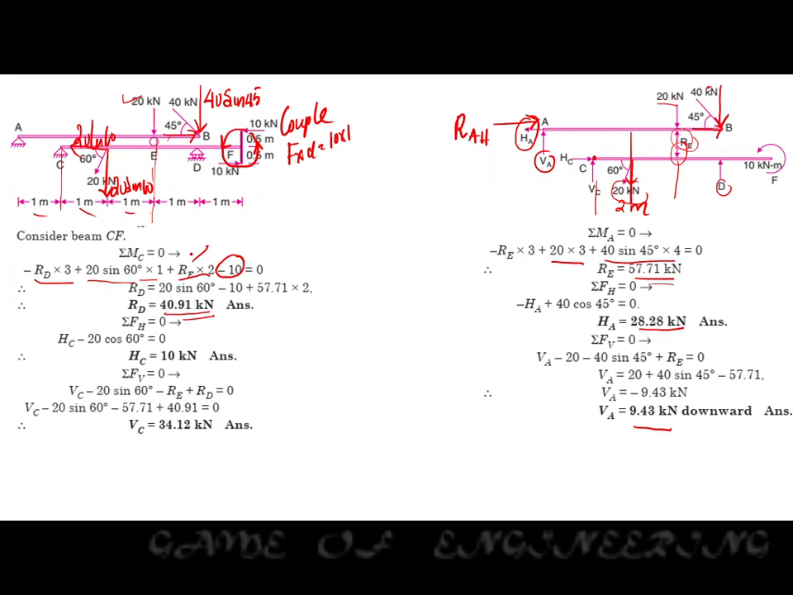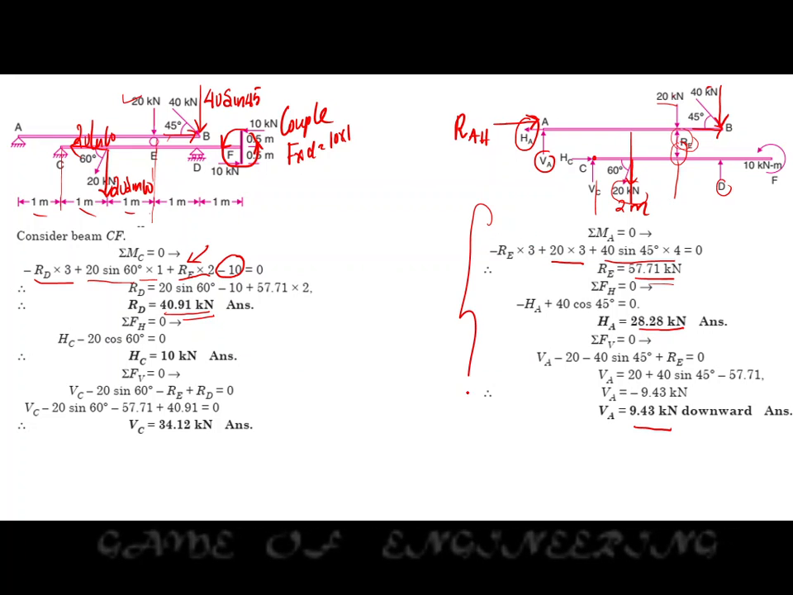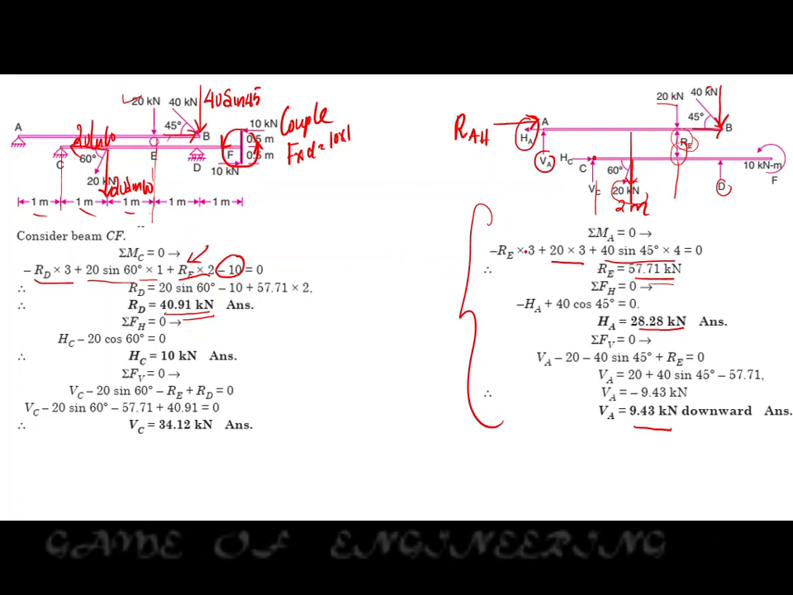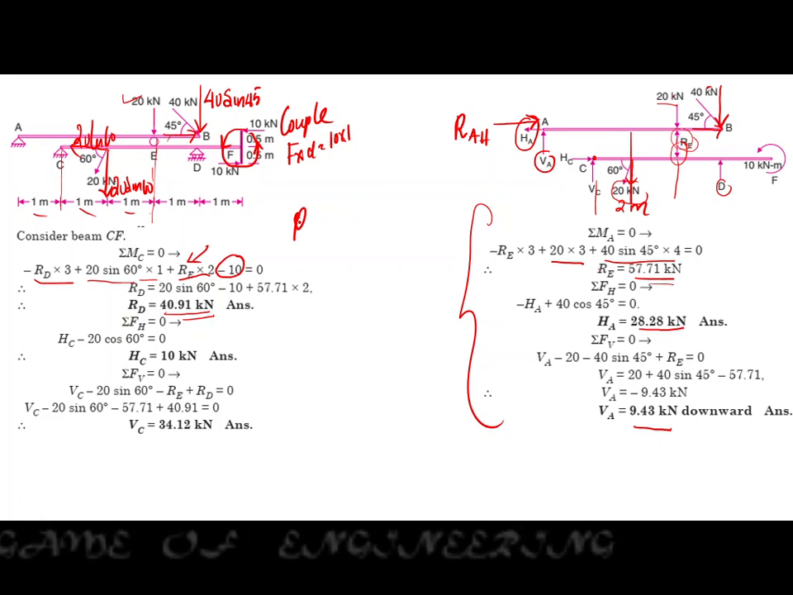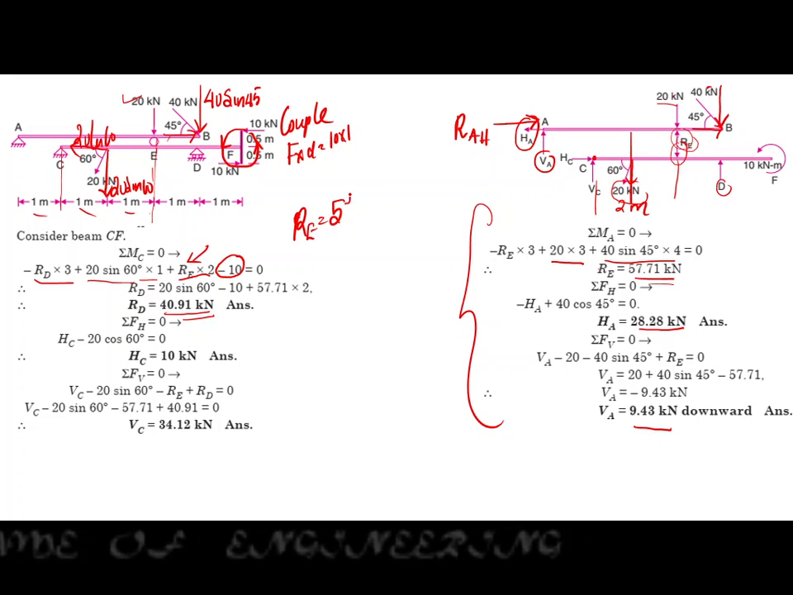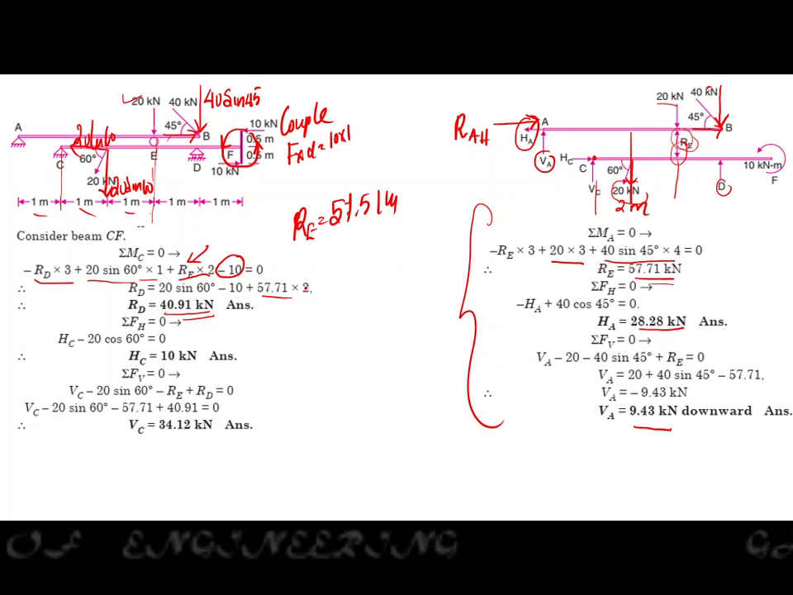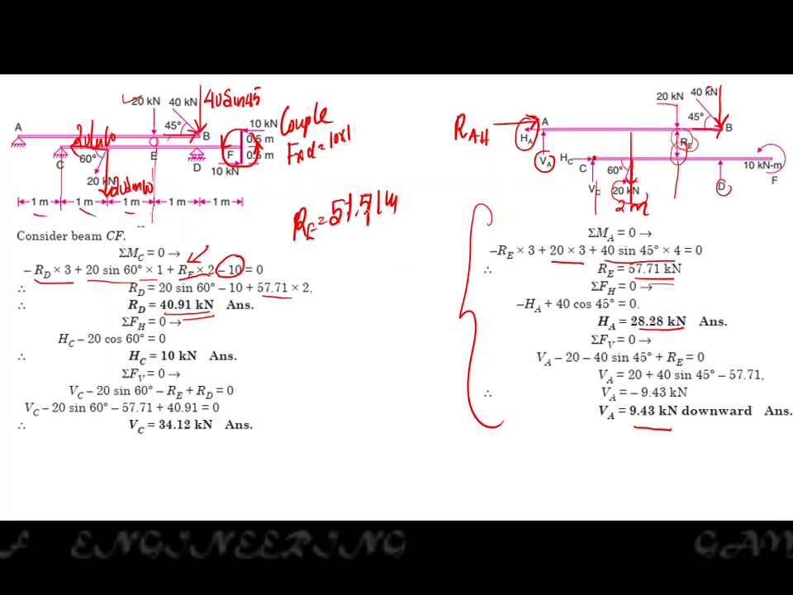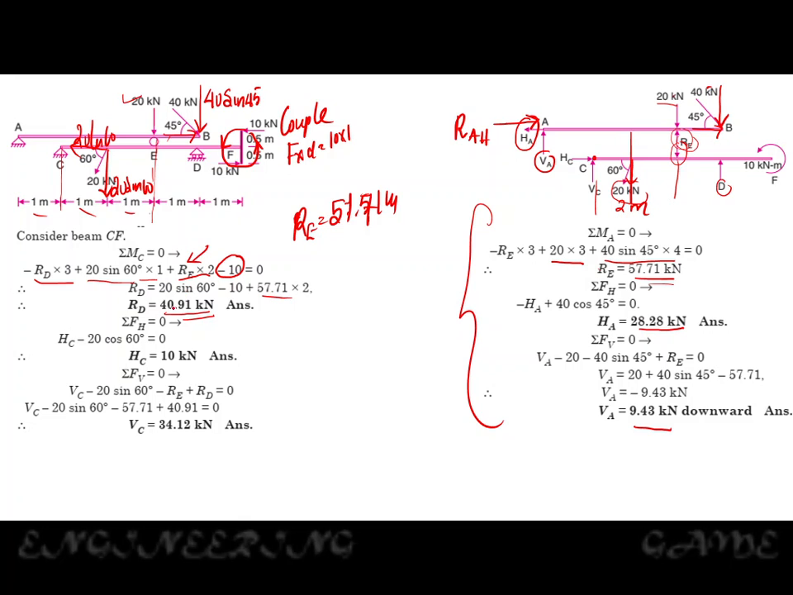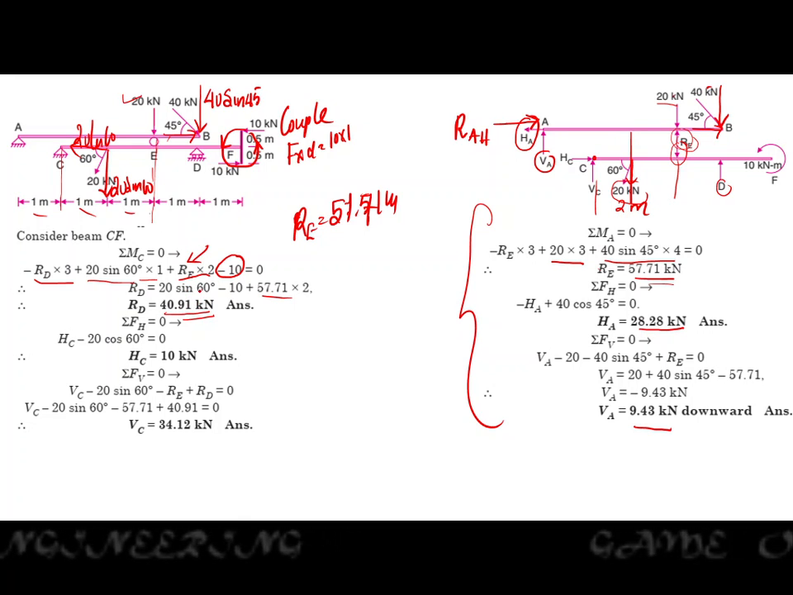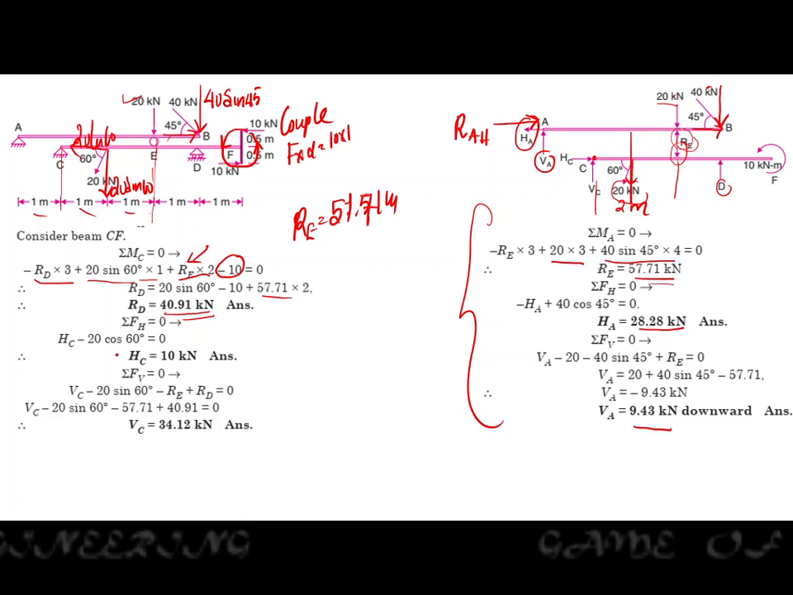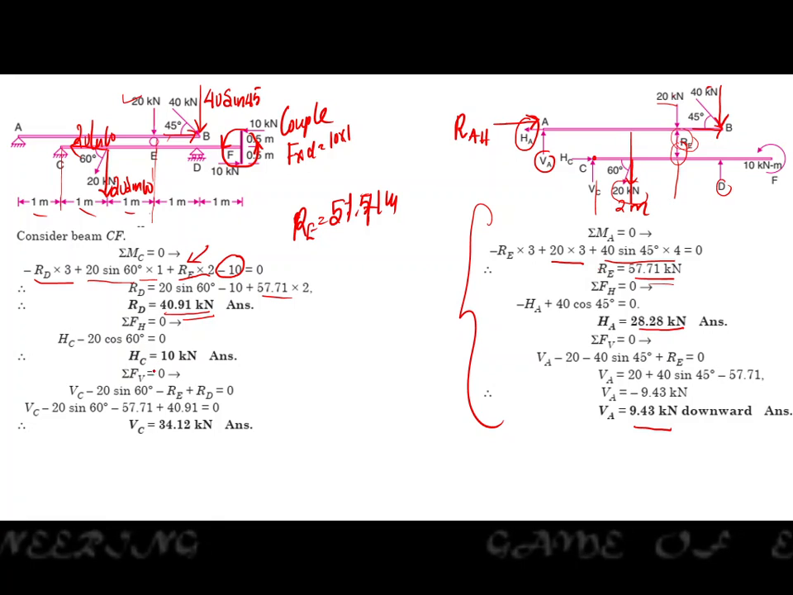As we know the value of RE from the previous solution, RE is equal to 57.51 kilonewton. We will be substituting that value here. So we will get the value of RD. And by equating the horizontal and vertical reactions, we will get the values of RC horizontal and RC vertical.